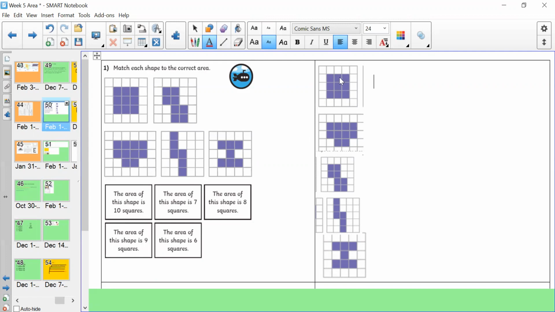So if I count the first one, I can see we've got 3, 6, 9. So it's not that one. If I do this one, I can see I've got 4, 8, 9, 10. Okay, so it's this one. So then I'd like you to type in, and you'll be able to do this in Teams, the area of this shape is 10 squares.